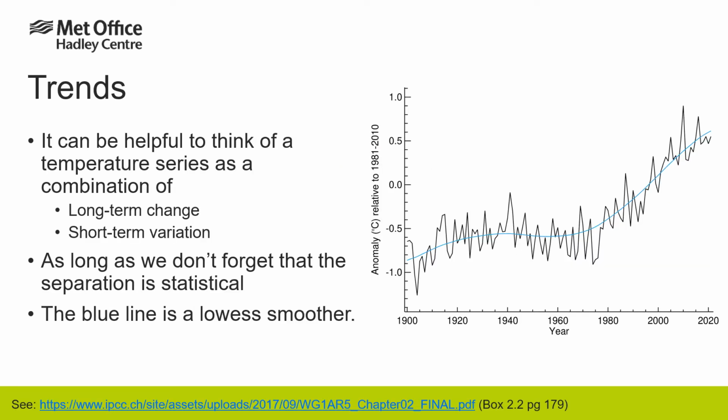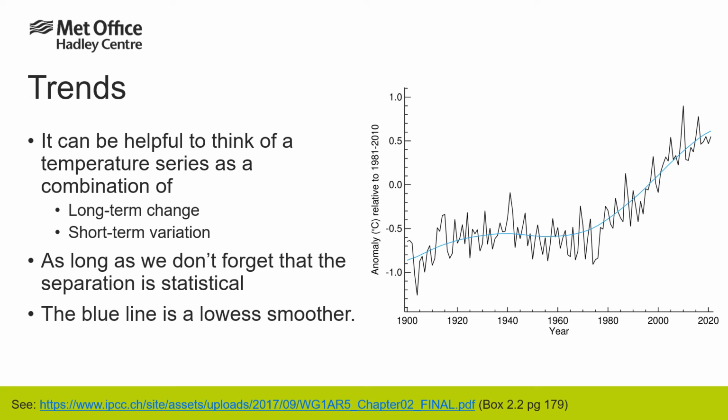So when we think of a trend, we have this notion that it can be helpful to think of a temperature series as a combination of some kind of long-term change, which is maybe slowly varying, and then on top of that, we might have short-term variations. So in this case, I've got temperature data here for one WMO region, and I've put a smooth blue line through it. I've used the lowess smoother in this case. And the blue line is giving us an intuitive idea that there's some kind of slow variation in this data, and then there's variability about it. So the black line jumps up and down above and below that blue line.